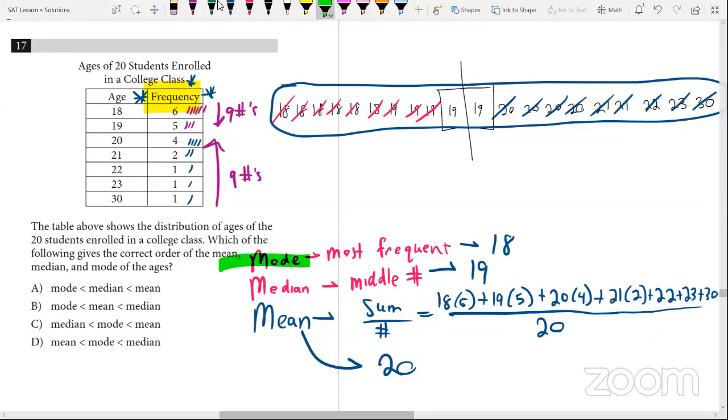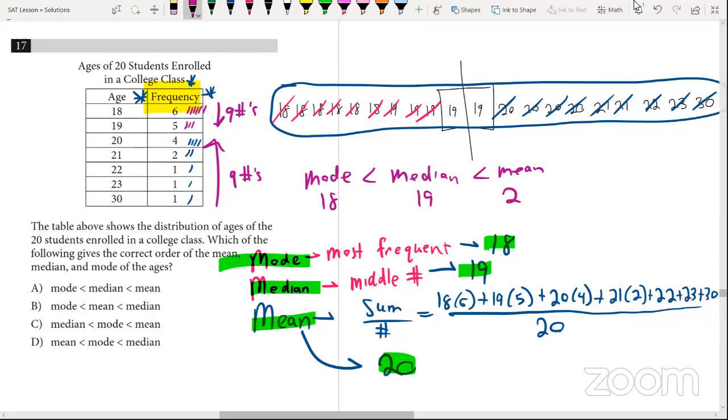So we've got the mode is 18. The median is 19. The mean is 20. And so writing it the way they have it, the mode is less than the median, which is less than the mean, because they're 18, 19, and 20. Mode, median, mean. And so the answer to number 17 should therefore be A. Going over to 18 now.